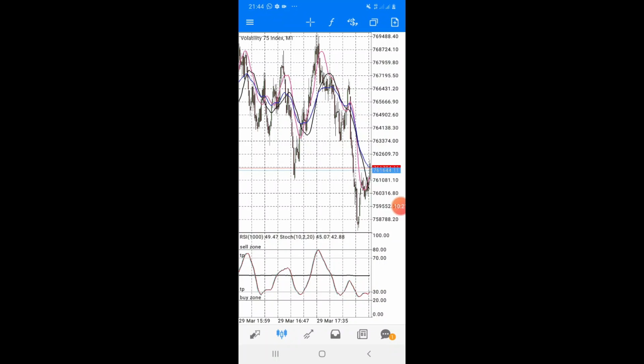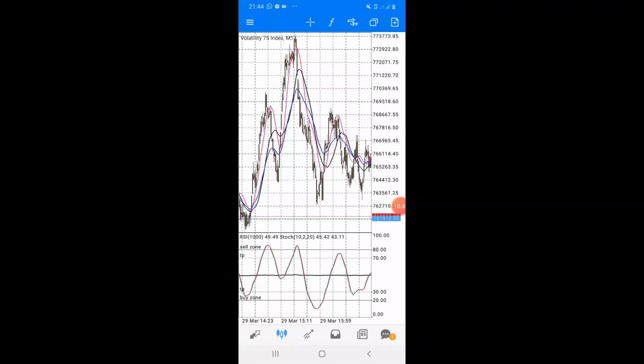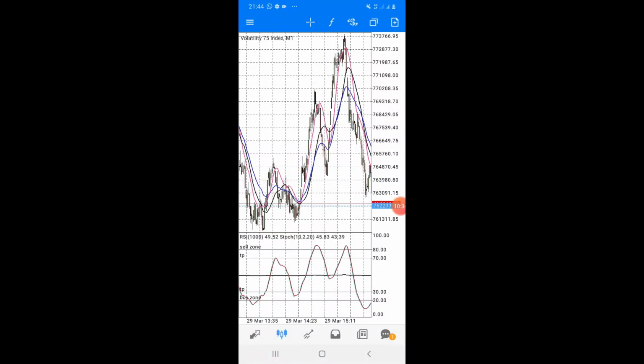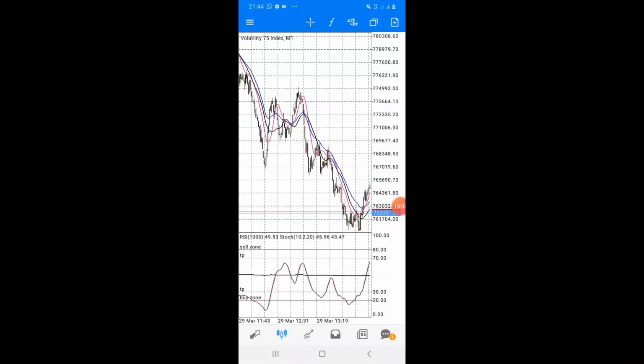Let's look for another sell setup. Let me see if we had one here. There was a crossover, but we're in a buy zone, so ignore that. Don't force trades, guys. Do not force trades. Wait for your confluence to line up nicely. You will still find your nice setup.